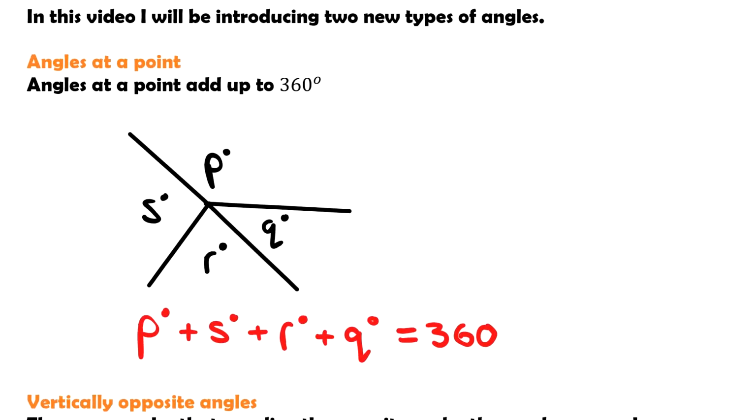As you can see, we have an angle at a point. Here in the middle is our point. And we're saying that all those angles, S, P, Q, and R, all add up to 360. All right, so that is what angles at a point are. All the angles, if they join together at a single location, at a single point, add up to 360.